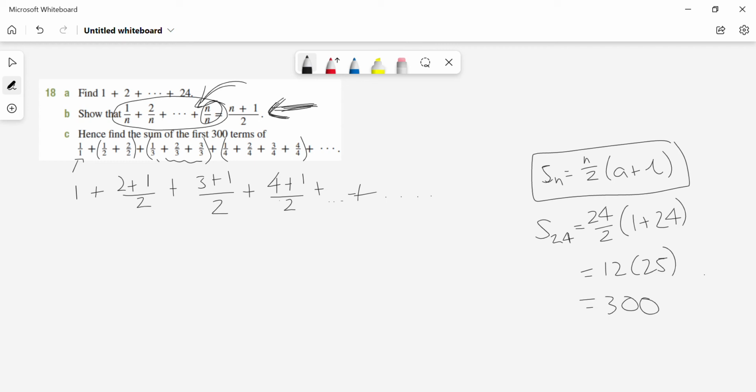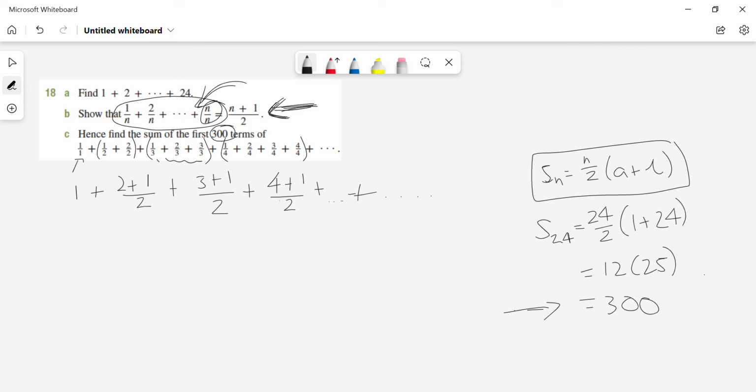If I do look at this, you can see it does say the first 300 terms here. So what's that got to do with anything? We did have a look here, and we've got the sum of 1 to 24 is 300. Where does that come in handy?